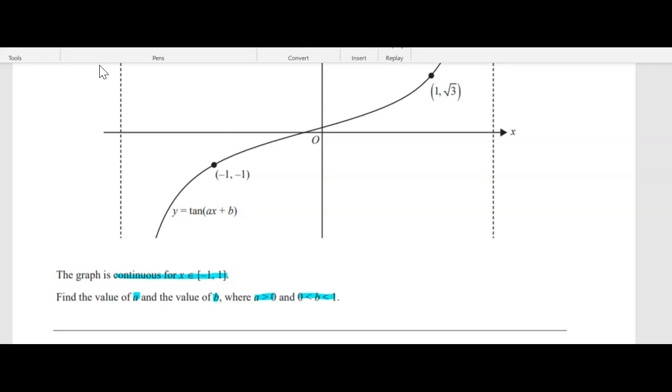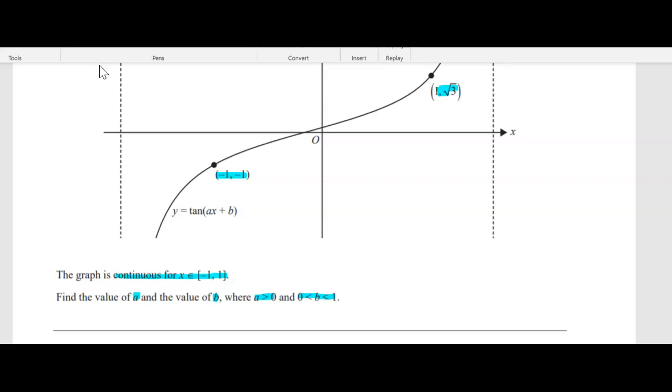And b is between 0 and 1. So when we think about our horizontal transformation, it's just going to be between 0 and 1, because tan graphs, as we know, can go on forever, but you can see these points here anyway. So that helps you see that it does make sense that a is greater than 0 and b is between 0 and 1. We do use those 2 points to find a and b.